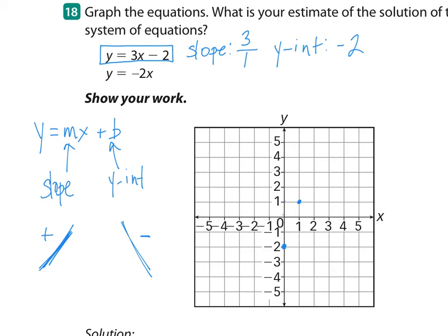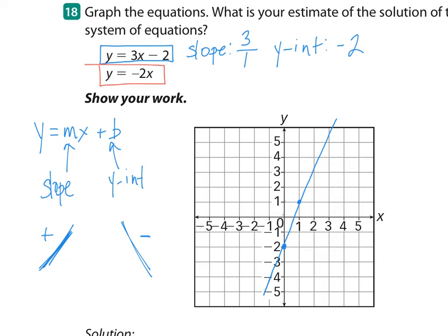All right, I'd say that line looks just like that. That's not too bad. I'll graph the next one here, just like that.